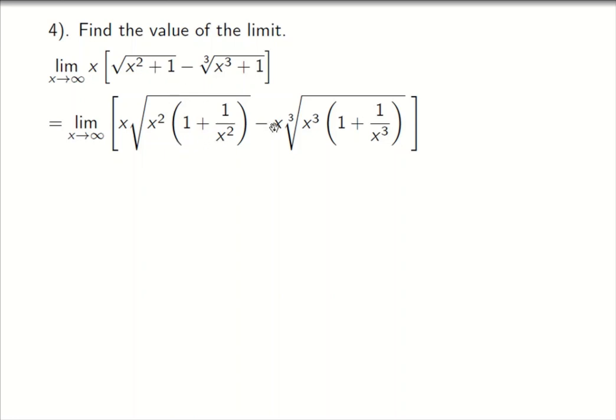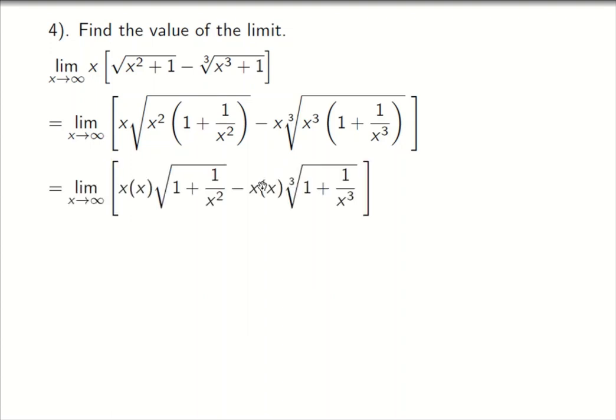Now, this side too, we do the same by factoring x cubed out, and get 1 plus 1 over s cubed. Here, mind you, our x is here. This is just the third root of it. Alright, let's continue and see.